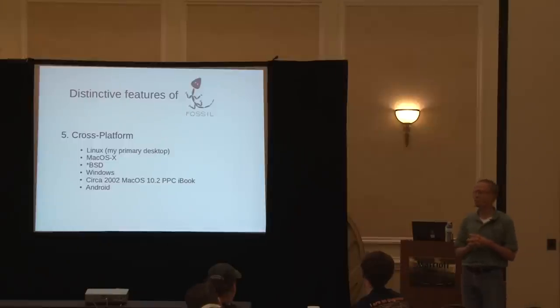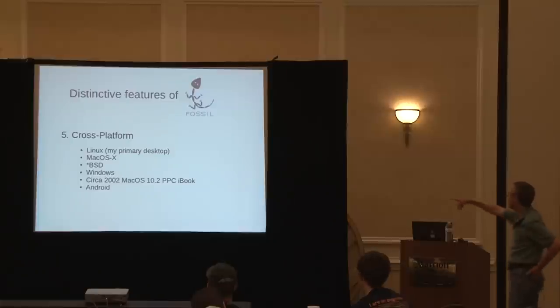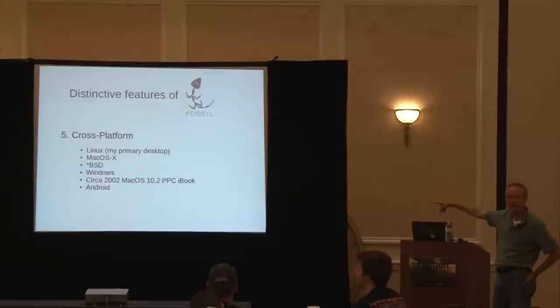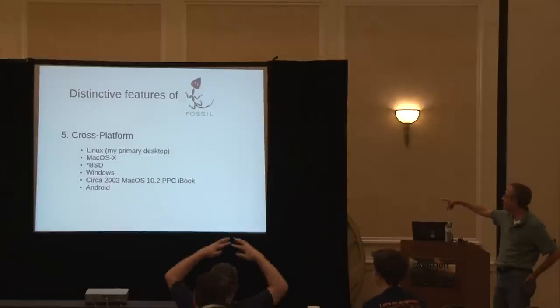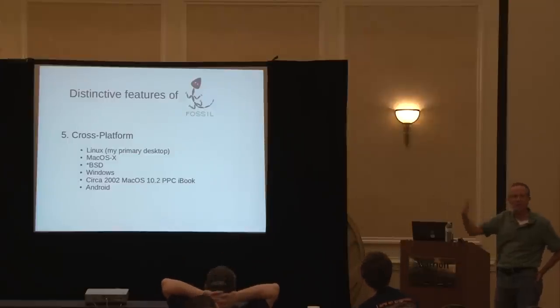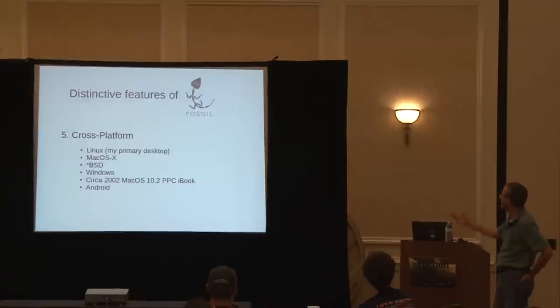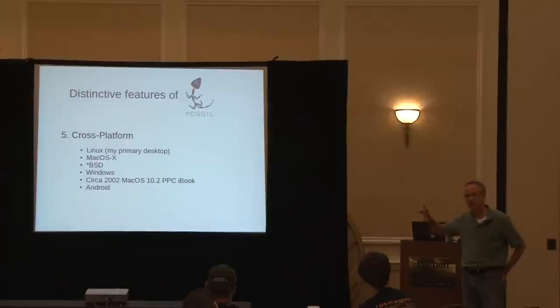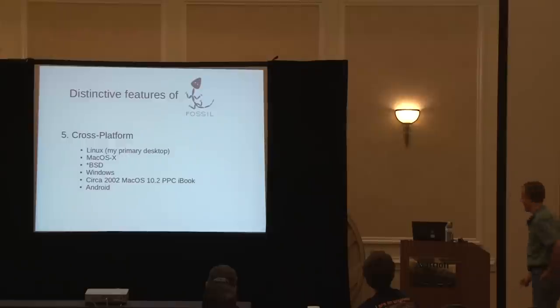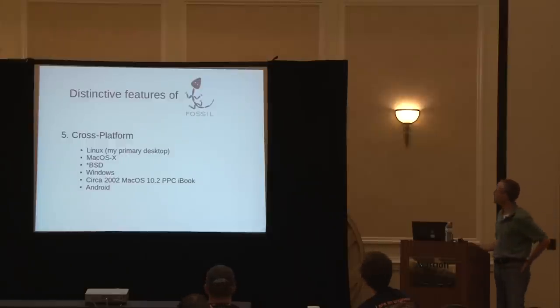Git really wants to run on Unix. Fossil runs on all of these things. Somebody ran it on Android the other day. It's not clear to me why you would want to, but if you go on the mailing list, you can look this up, and somebody has run it on Android. I've got an old PowerPC iBook that I use because I need to test SQLite on a big-endian machine, and that's kind of the only big-endian machine around anymore. I run Fossil there so I can download the latest SQLite code to test it on a big-endian machine. It's really slow and old, but it still works.